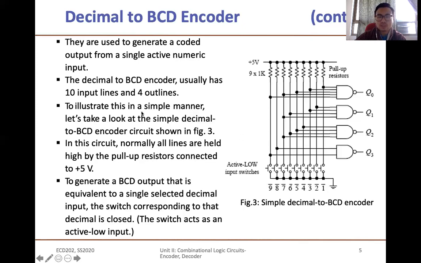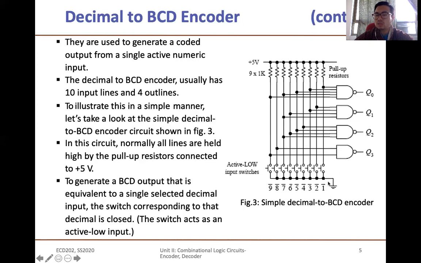To illustrate this in a simple manner, let's take a look at a simple decimal to BCD encoder, which is shown in this circuit. In this circuit, when the circuit is at idle condition, all lines will be held high. All the lines from 1 to 9 will be held high with the help of these pull-up resistors. When all the switches 1 to 9 are open, with the help of the pull-up resistors, your lines will be high, and at that time your output will be 0. Q0, Q1, Q2, Q3 will all be 0.